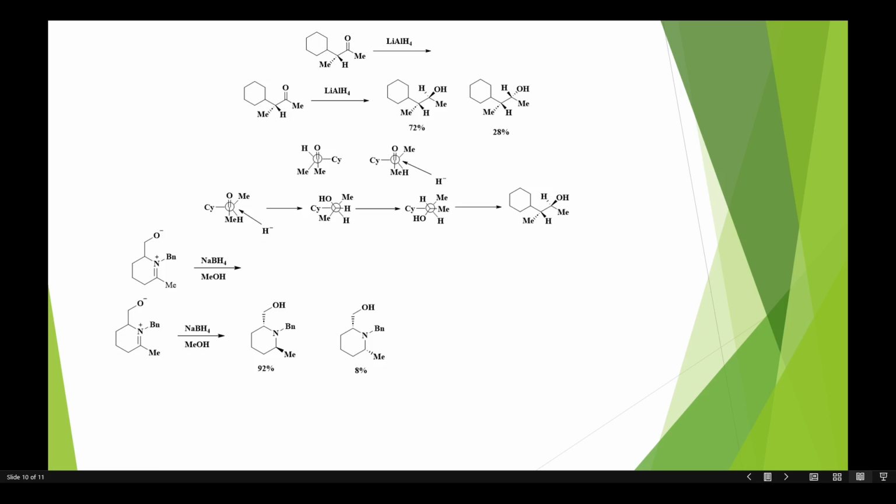For any kind of cyclohexanone, or any halogen group or leaving group present in a cyclohexane ring, that applies. But for any kind of alkene or alpha beta unsaturated ketone, it is different. But in these cases, we got the cis one.